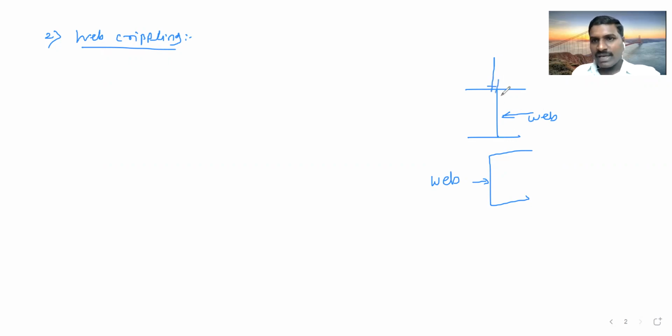So this web crippling: due to the excess load, this is the web, and this web will cripple. Cripple means the crack will form like this. Due to such a load, this web will cripple like this. So I will show here an I section.